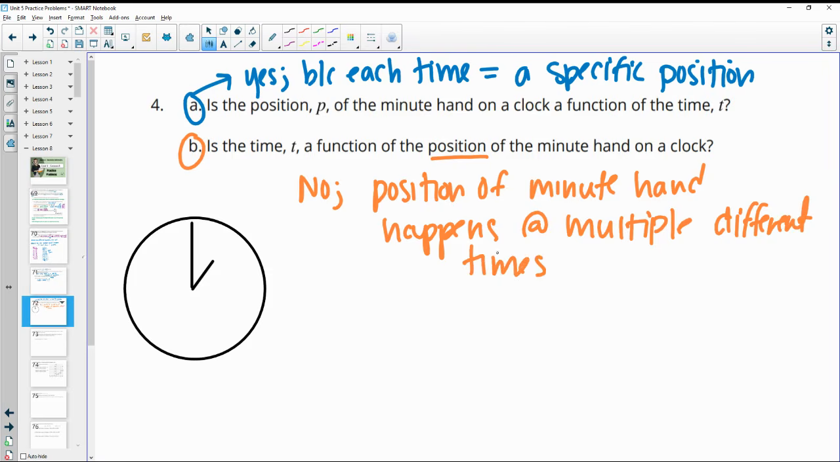So if, for instance, we know that the minute hand is here, right? This could happen at 1 o'clock, at 2 o'clock, at 3 o'clock, at 4 o'clock, 5 o'clock. So all these different hours on the hour happen when the minute hand is here. So just because you know the minute hand is here doesn't mean you know where the hour hand is at. So that means, nope, not a function.